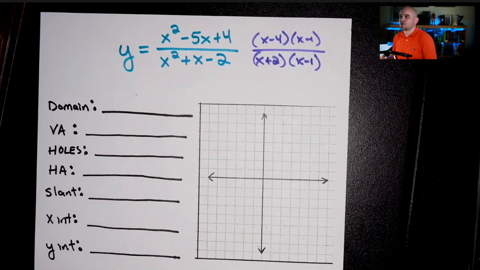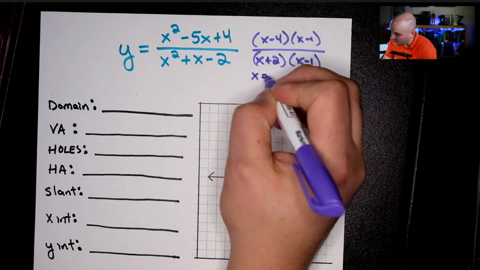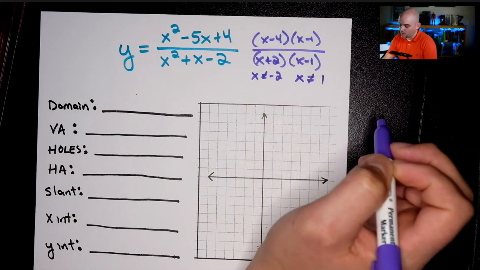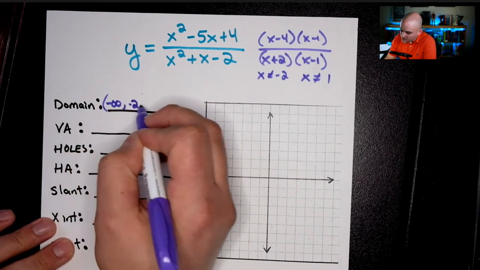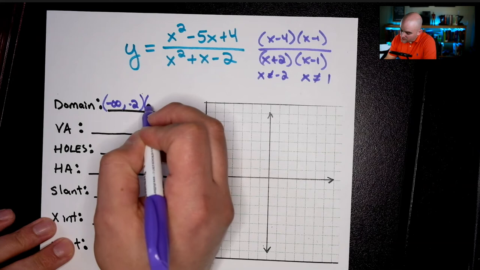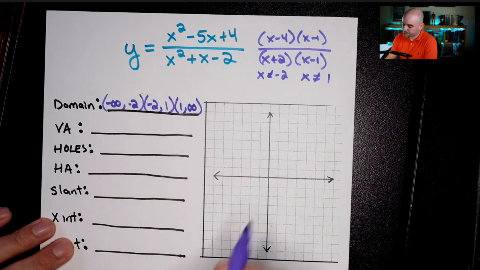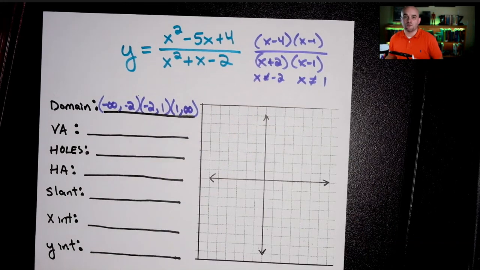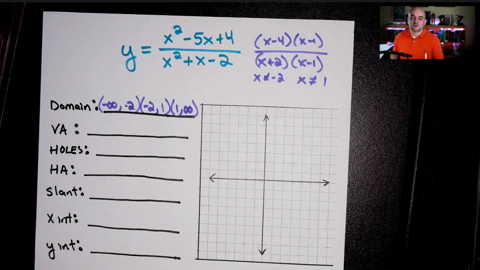Now this helps us with a couple of things. First, with the domain, I know that from this factor, x cannot equal negative 2. And from this one, x cannot equal positive 1. So the domain is going to look like this: negative infinity to negative 2, and then union with negative 2 to 1, and then 1 to infinity. So I've got two issues with the domain. Once again, we're either going to have two vertical asymptotes, or two removable discontinuities, or two holes, or I'm going to have one vertical asymptote and one hole.